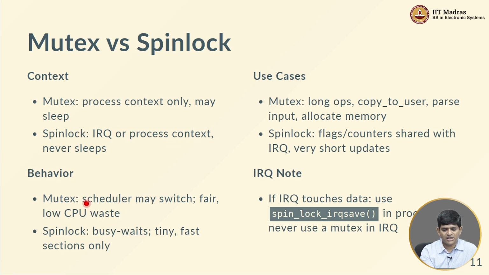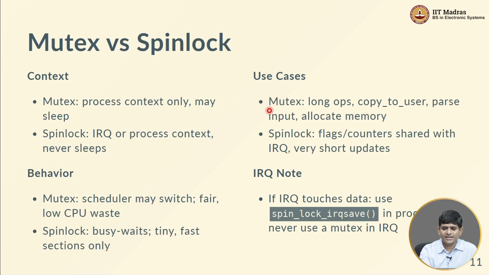Behavior wise, with a mutex the scheduler may switch. It generally ensures fairness and there is very little wastage of CPU time. But a spin lock is a busy wait, right? That while loop is just continuously checking a particular value and spinning over there. It is very tiny and it should be used only for fast sections. It is going to waste CPU clock cycles, and power consumption if you are worried about that.